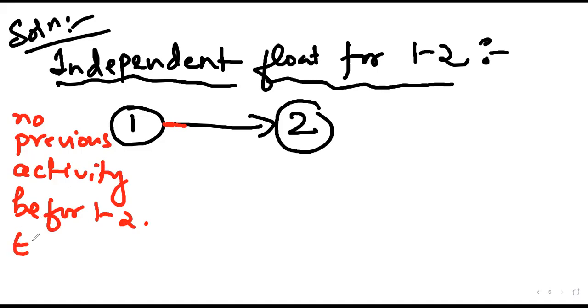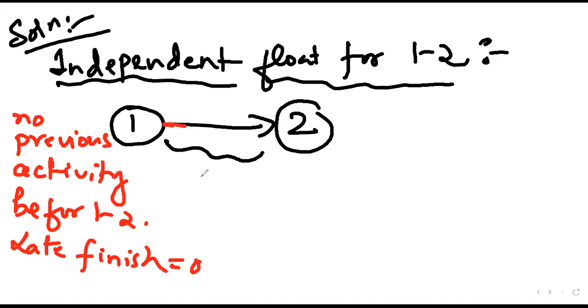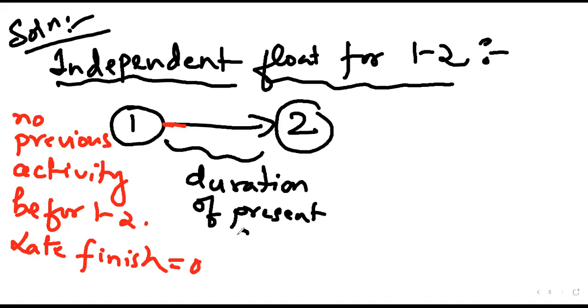Right. So what should be the early start and late finish for this activity? In that case, the late finish is 0. Correct. Similarly, what is the duration of 1-2? It is equal to 2 days. Correct. Next, what is the next activity after 1-2?